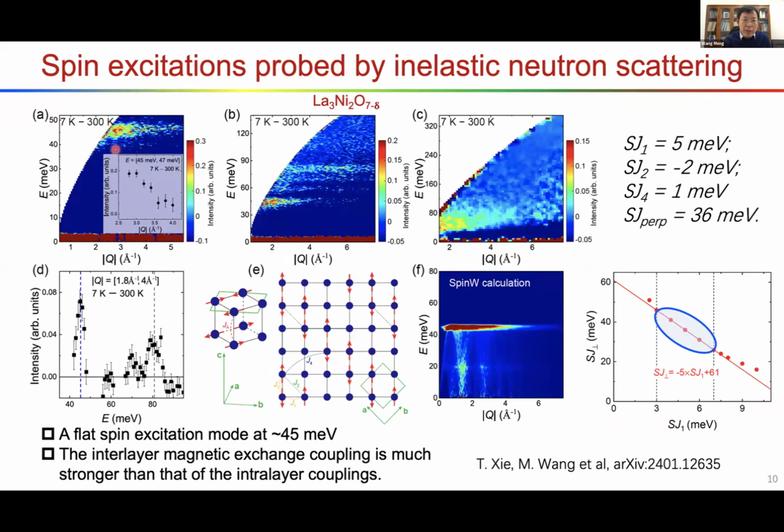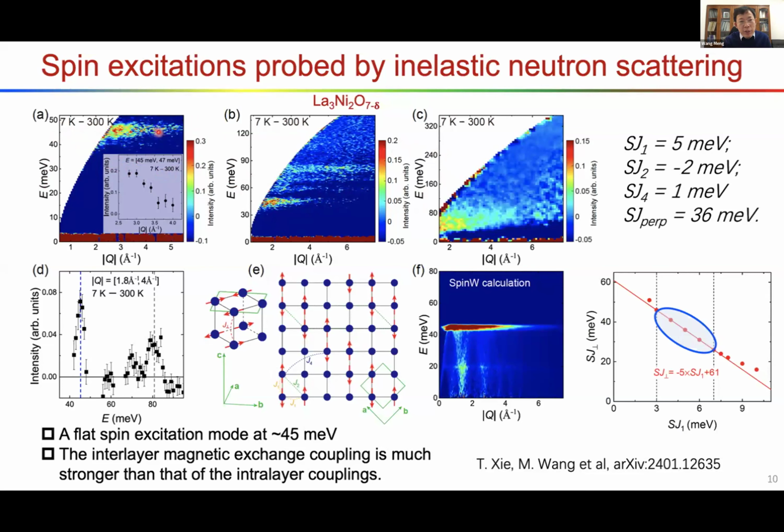Recently, we measured a powder sample with inelastic neutron scattering spectroscopy. We also measured the sample with neutron powder diffraction, but no long-range magnetic order. When we subtract the data between 7 Kelvin and 300 Kelvin, we see a flat branch at around 45 millielectronvolts. We observe this excitation with different incident energies. We can see it here, here, and here. The incident energies for the spectra are different.